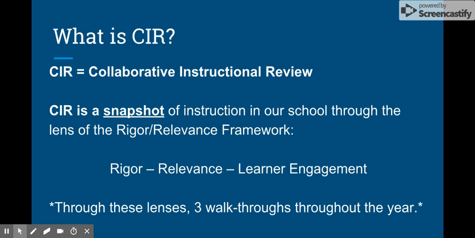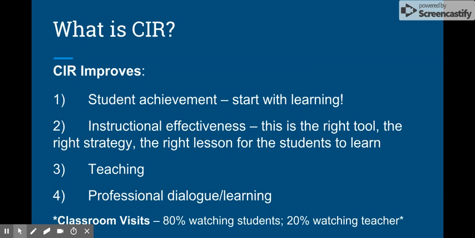Quick review. So again, CIR is Collaborative Instructional Review. Remember, this is just a snapshot of instruction in our school and in your classroom, and we're focusing on the lens of the Rigor Relevance Framework. So Rigor, Relevance, and Learner Engagement. We'll be going through 4 different walkthroughs this school year. So one for each of those frameworks, and then one that combines all 3.